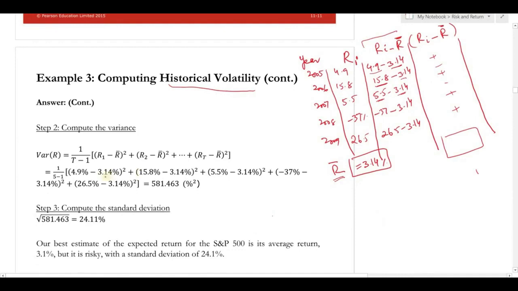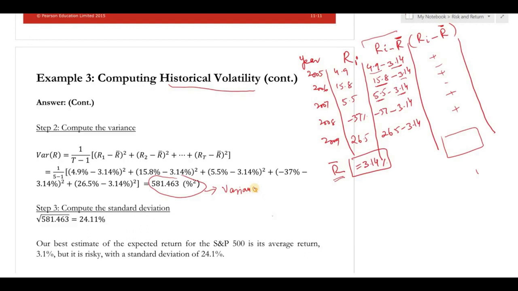Okay, and you see, r minus r bar, the 2005 return minus r bar, squared. You have to take the square of every deviation, and then divide by t minus 1. That is how many years? 1 2 3 4 5. It would be 5 minus 1, and your answer would be 581.463. So it means your variance is 581.463%, right? So the overall variance of your return is 581.